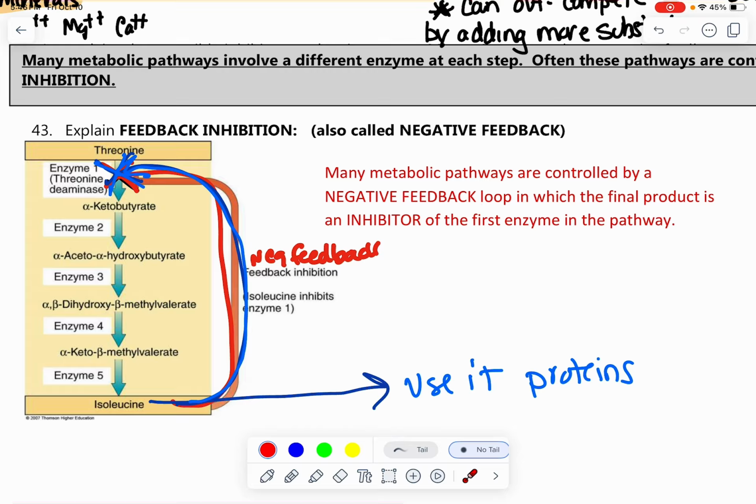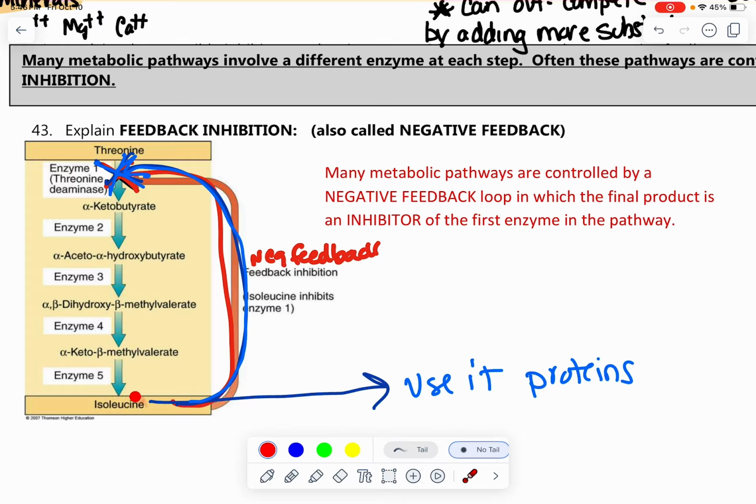Okay? So it's kind of like your thermostat. Like you set it for a certain temperature, like your heater. And once your heat gets to 70 degrees or whatever you set it for, the heat shuts the thermostat off. So that's what we call a negative feedback loop. And that's often how a lot of pathways are controlled. The final product does something on its own, but it's also going to act as an inhibitor, and it's usually the first enzyme. Because if I blocked enzyme 3, then I'm still wasting energy doing these first two steps.